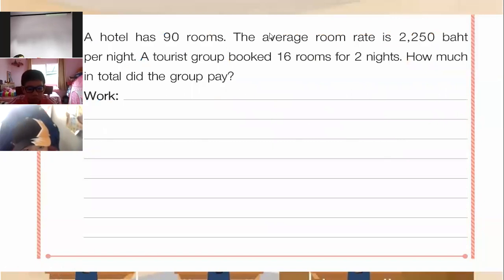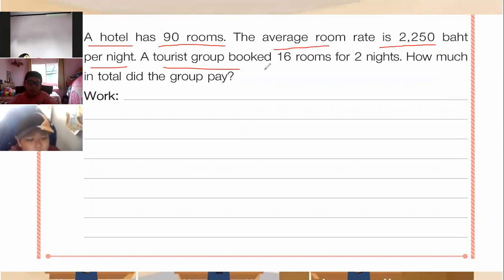Okay, so another problem here we have. A hotel has 90 rooms. The average room rate is 2,250 baht per night. A tourist group booked 16 rooms for 2 nights. So what is the question? The question is, how much in total did the group pay? Okay, so a hotel has 90 rooms. The average room cost is 2,250 per night. And a tourist group booked 16 rooms for two nights. So we have to find how much in total the group paid.